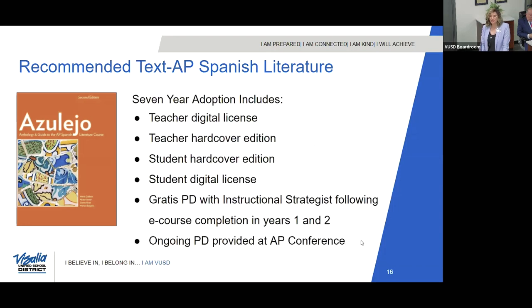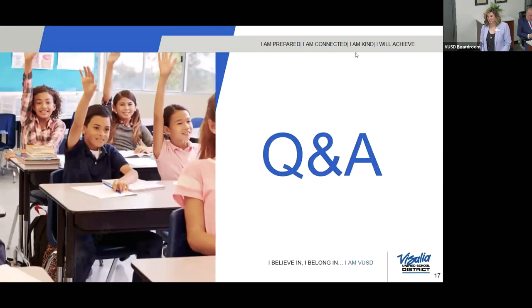And this text similarly has the same constraints as the TEMAS book. So ongoing PD, and again, the teachers all have been trained as they were all on the adoption committee. With that, that concludes the books that we are bringing forward for our first read. Are there any questions? Is there any public comment?